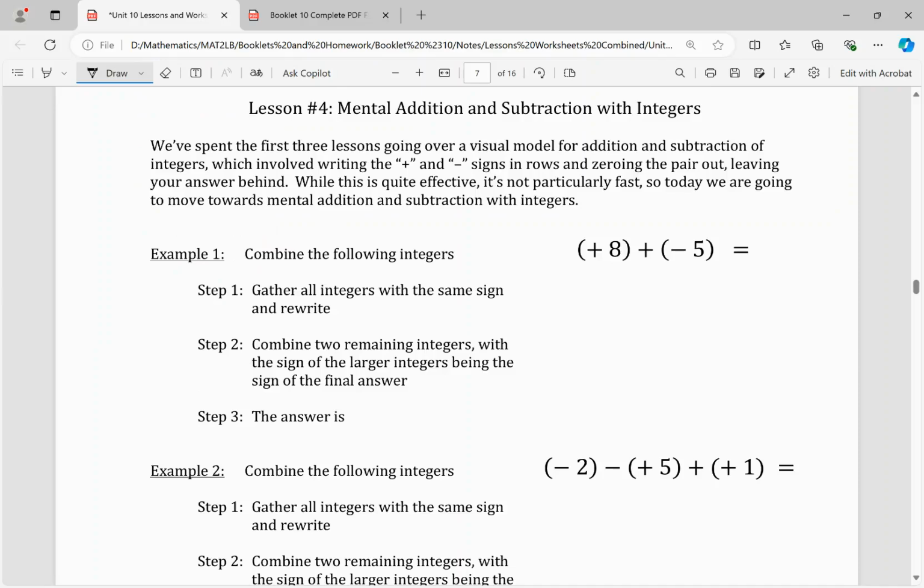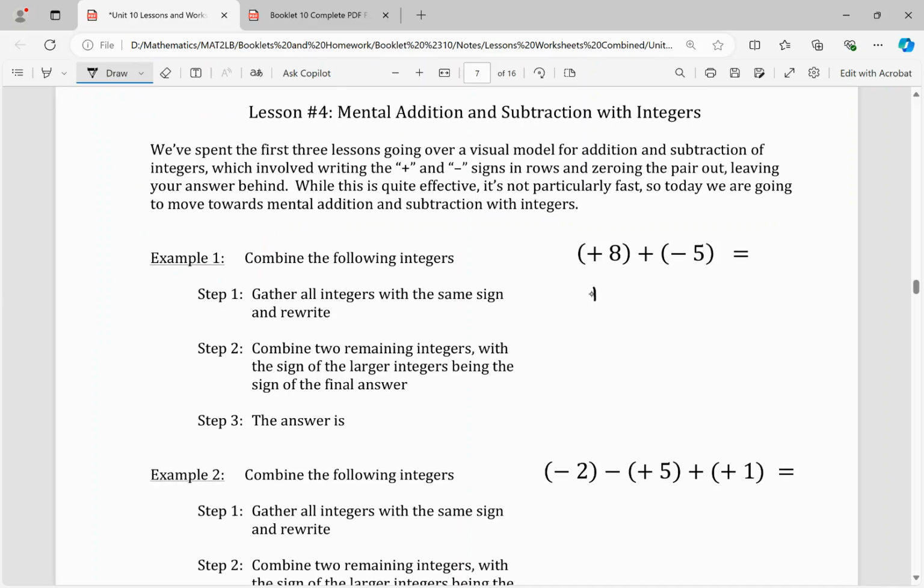So what we're going to do here in the first question is fairly straightforward. We're going to rewrite this as positive 8 minus 5 because this positive and negative make a negative as we discussed earlier. Now we don't really need that positive that's next to the 8, that's implied. So this is just 8 minus 5, which we all know is 3.